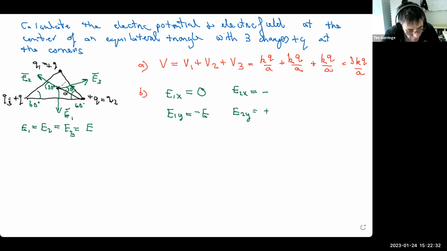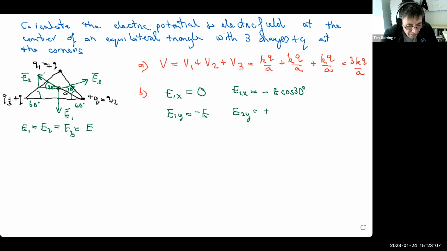For the horizontal component, you see it's adjacent to the angle of 30 degrees. So the horizontal component is cosine of theta times the length of the vector E2. So this is going to be E cosine 30 degrees, whereas the vertical component, it's opposite the triangle. It's over here.